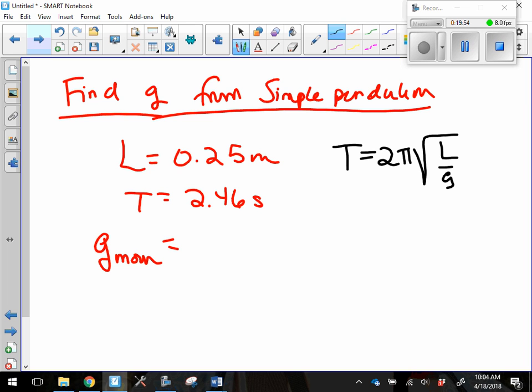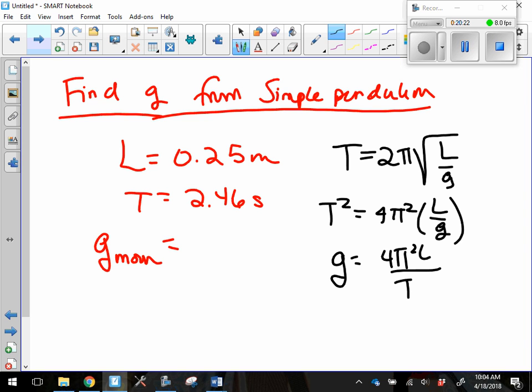We're all starting from this formula, right? So that's going to be T squared is 4 pi squared L over G. We have a winner. Right? This would be the algebra, yes? So G is going to be 4 pi squared L divided by T squared.